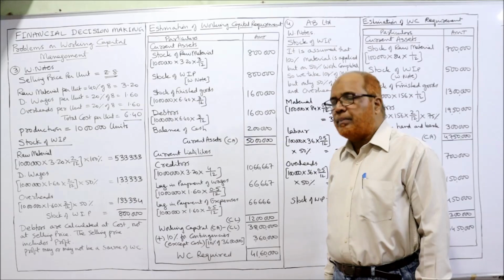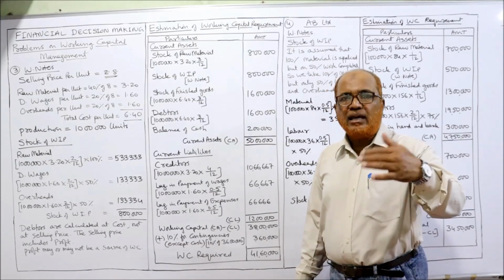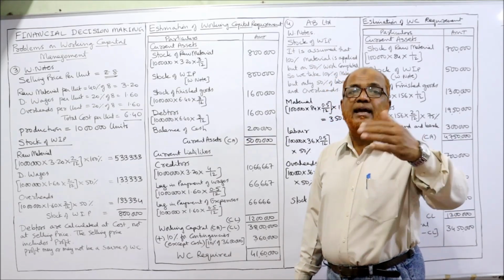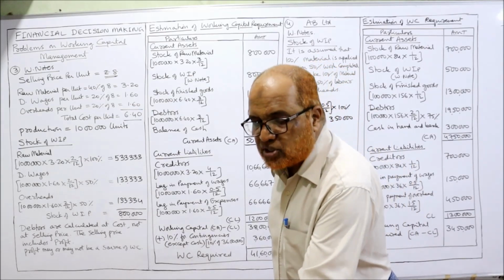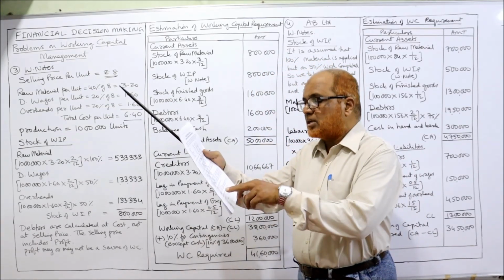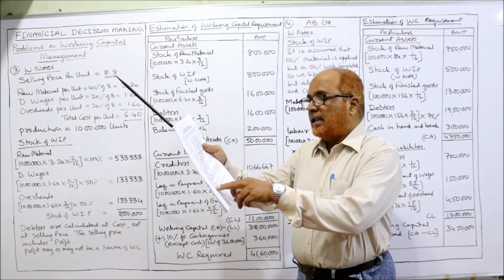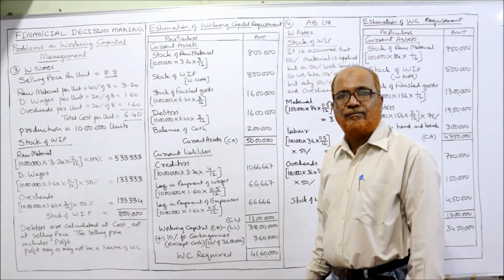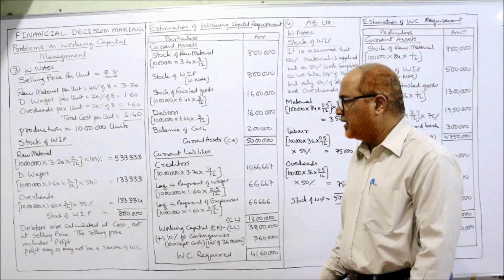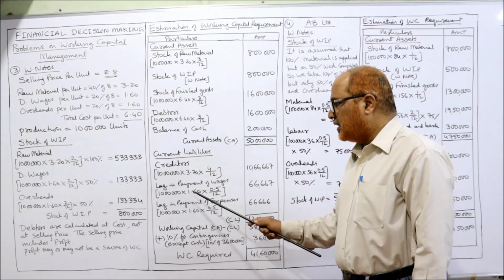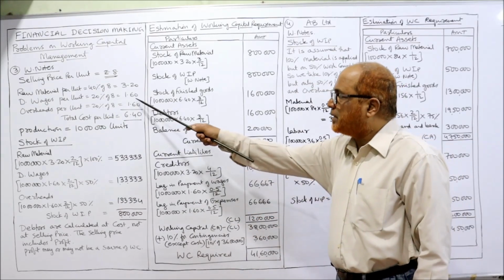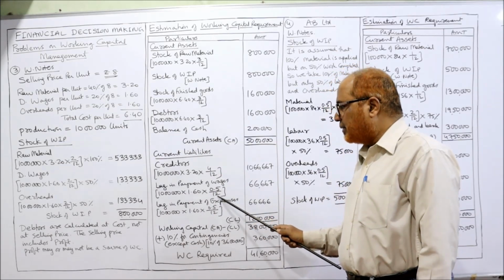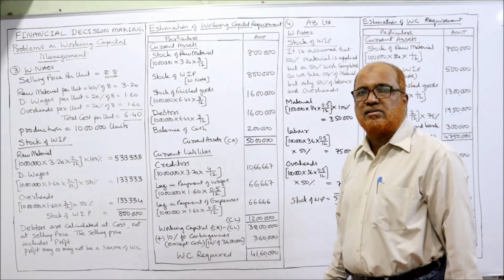Now lag in payment of wages. Lag in payment of wages means delay in payment of wages. So how much delay are we making? How much are the outstanding wages? Lag in payment of wages is half month, 0.5 by 12. Half month means 0.5 by 12. So 10 lakh into 1.60, the wages per unit, into 0.5 by 12, 66,667.